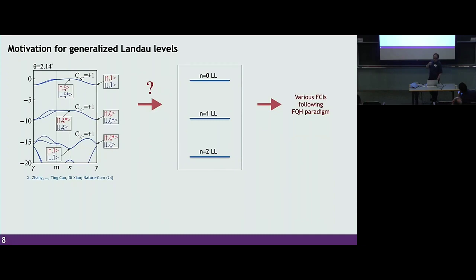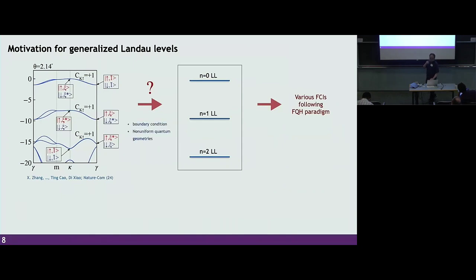And such a question is important and meaningful, because if our goal is to search for the non-abelian phase following the fractional quantum Hall paradigm, we need to half fill the second Chern band rather than the top Chern band. So knowing how to compare the flat band and the Landau level is an important question.